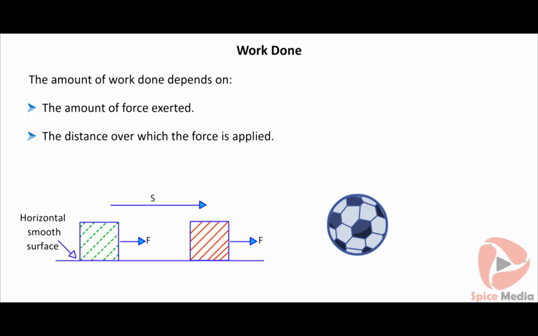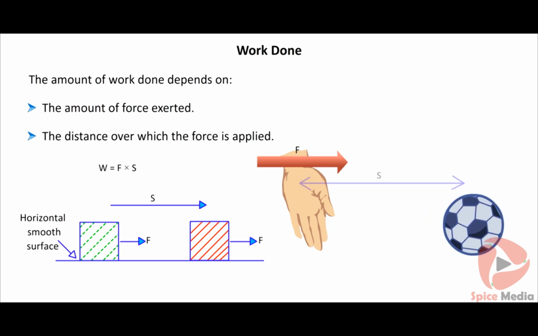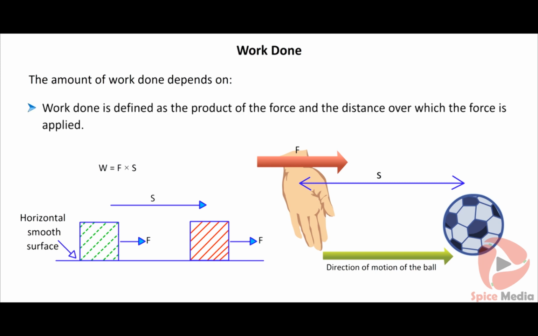Work can be calculated using the following formula. Work is equal to force times distance. Work W is done when a force F acting on a body moves it through a distance S in the direction of the force. W = F × S. Therefore, work done is defined as the product of the force and the distance over which the force is applied. Now, click the animation button to know more.